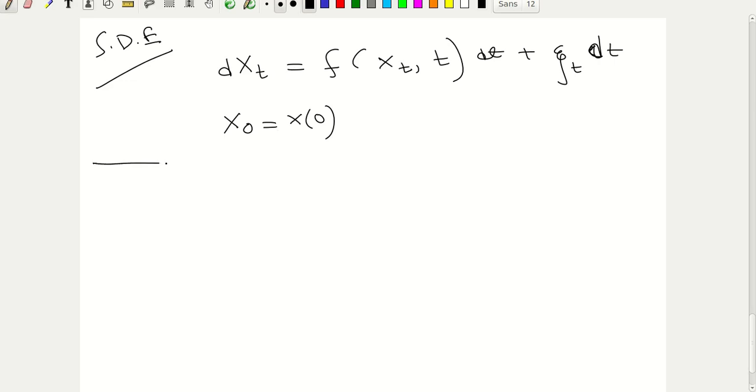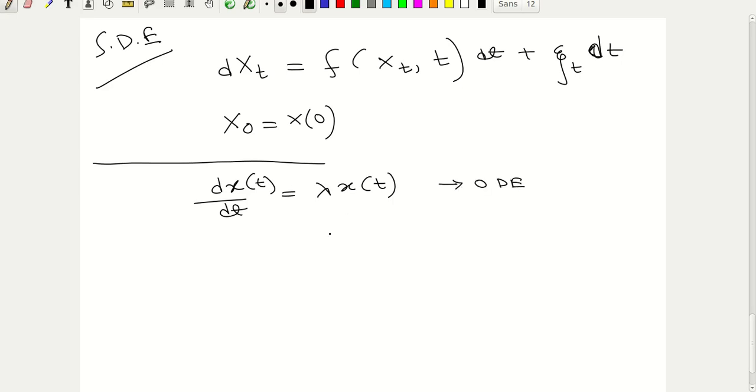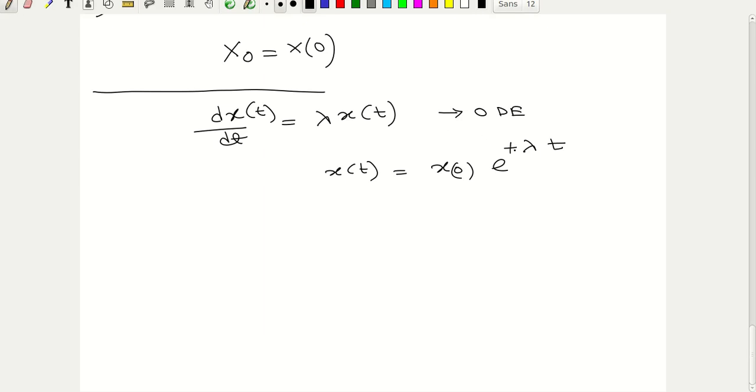Let's say you have a simple differential equation like dx of t by dt equal to some lambda into x of t. What will be the solution? You already know the solution, right? This is an ordinary differential equation, and if you solve it, you will get x of t equal to x of 0 e to the power plus lambda t, because you just take this x of t to the denominator and then integrate. So this is your solution for the ordinary differential equation.